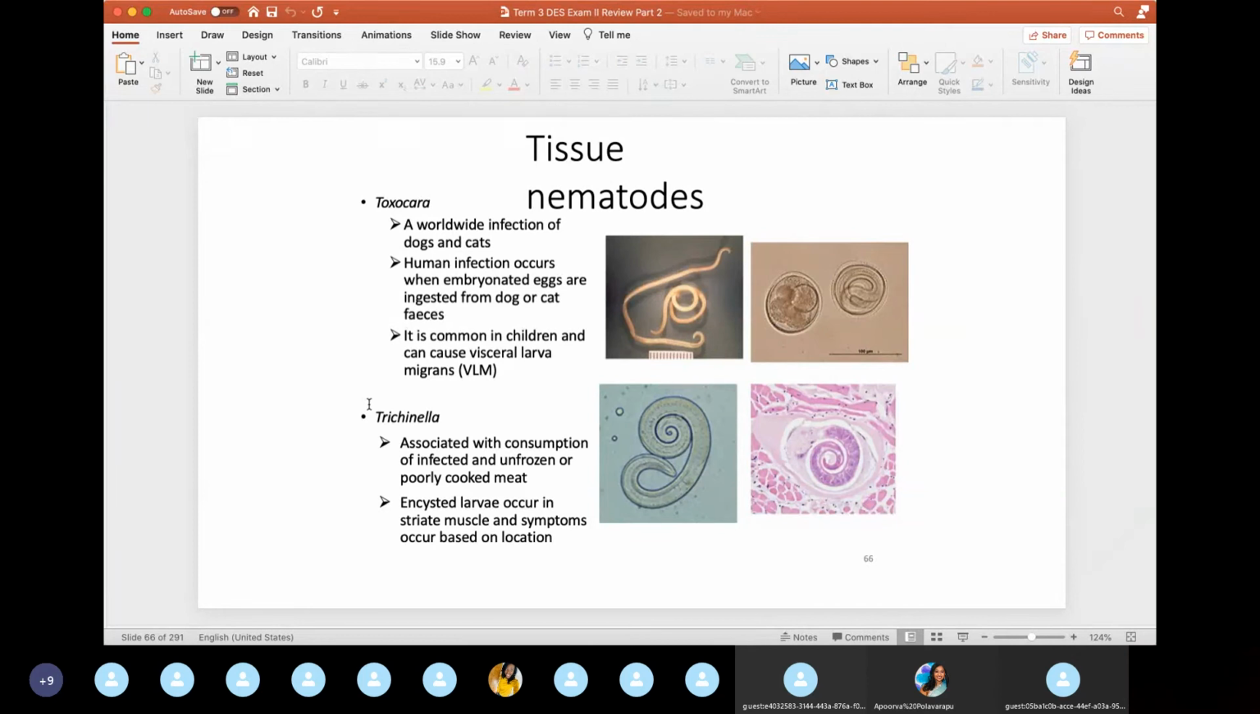Toxocara. What's the mode of infection? Ingestion of embryonated eggs from dog or cat feces. In children, it can cause what? Visceral larva migrans. Trichinella, what's the mode of infection? Consumption of infected and unfrozen or poorly cooked meat. And then it encysts where? In your muscle, striated muscle. So it can cause muscle pain.